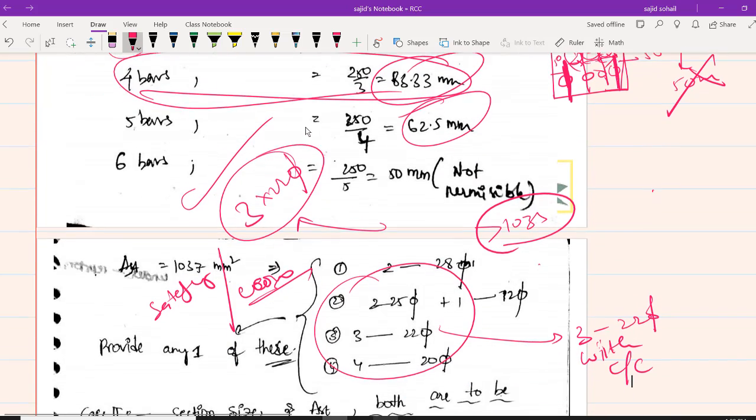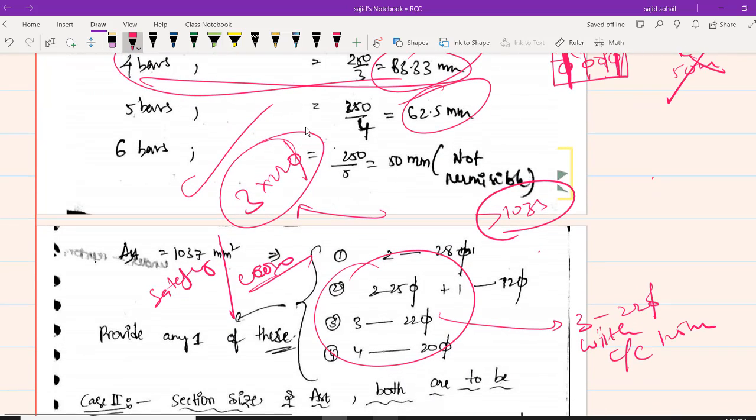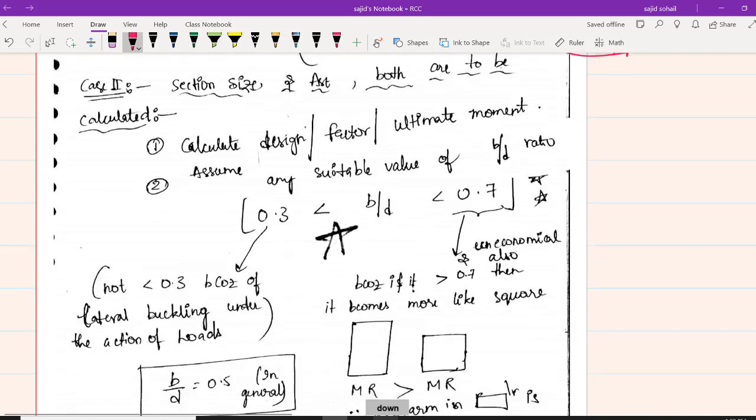कितना था? 125 mm. 125 mm. So like this you have to write down. This is your design complete. I hope you got it right. So this is your problem.